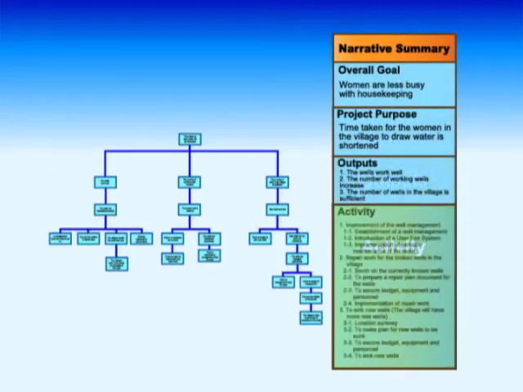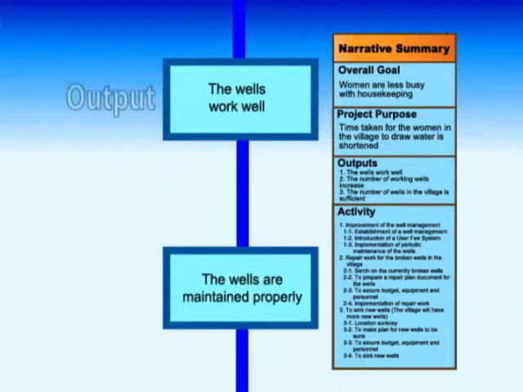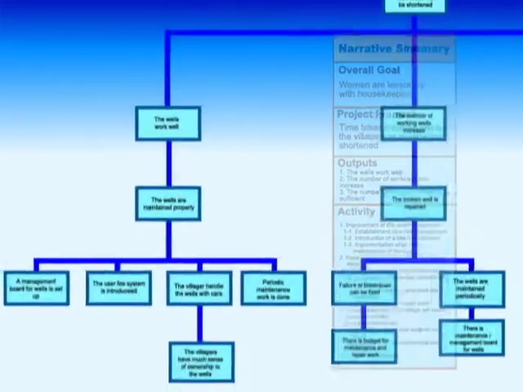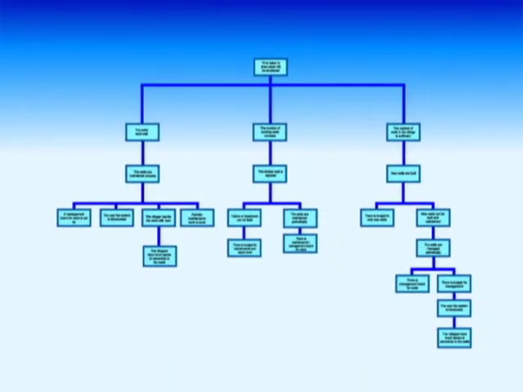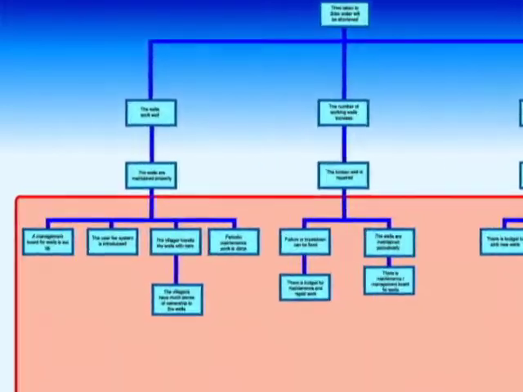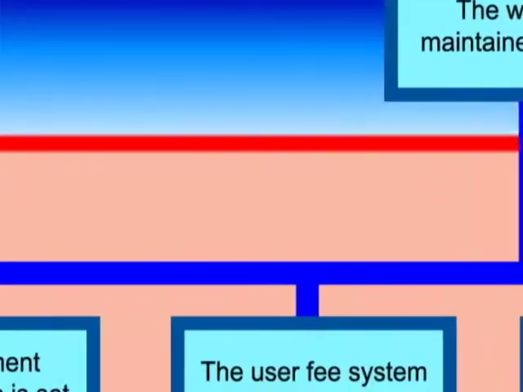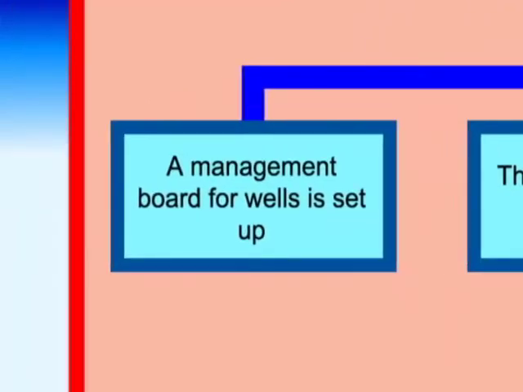According to the objective tree, the activity for the output "the wells work well" is "the wells are maintained properly." Under the activity are sub-activities. For example, the sub-activity for "the wells are maintained properly" is "a management board for wells is set up."